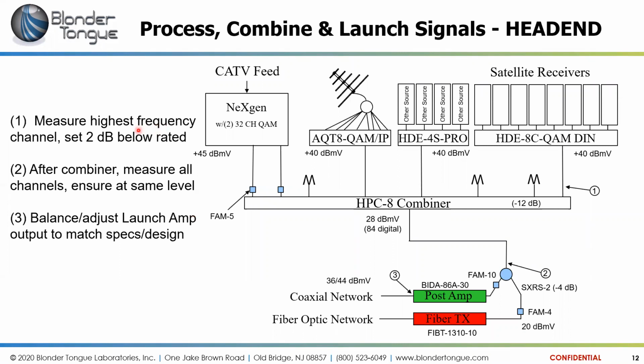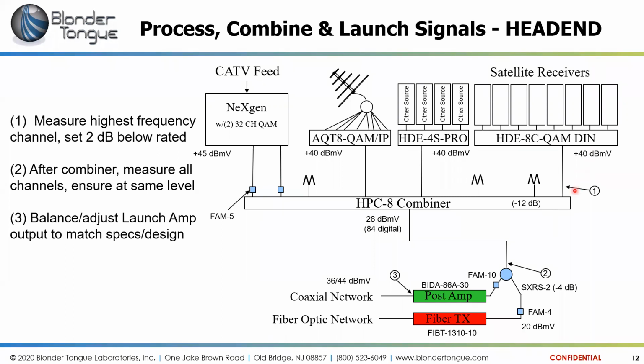The highest frequency, again, is always going to be the most difficult to balance, because it has the most loss across coax. So we start with the highest frequency channel on our system. We're going to set it 2 decibels below the rated output of that device. So over here, I have my HDE 8C QAM DIN unit. Its rated output is plus 40 dBmV.